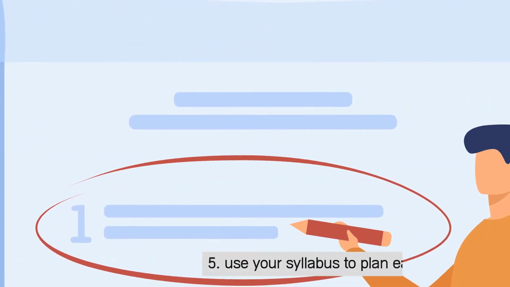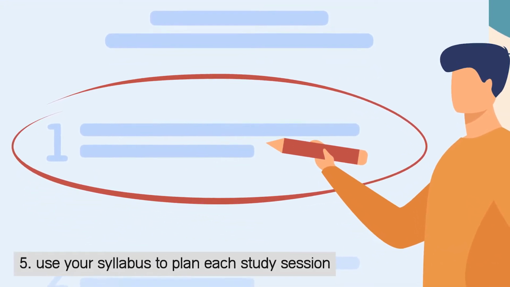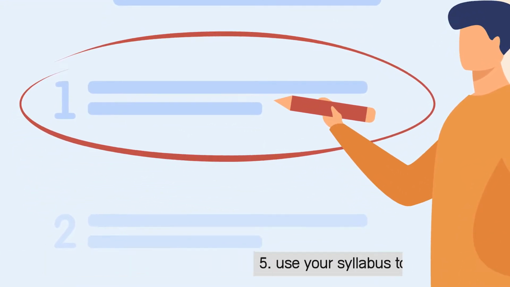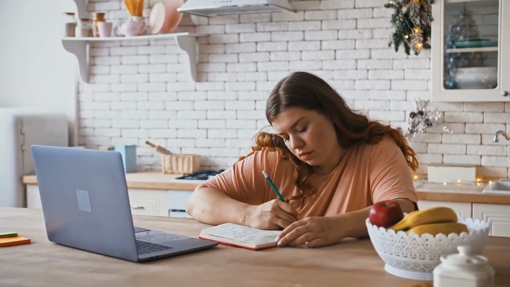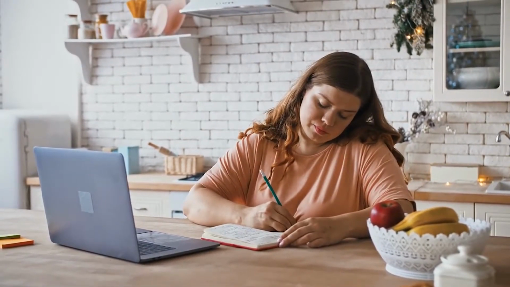5. Use your syllabus to plan each study session. Set specific tasks to do each study session using action words. Think of your syllabus as a roadmap to guide your study sessions until the end of the course. Note when lectures are and what you're supposed to do to prepare. Then add in time to review your lecture notes before you prepare for the next class session.